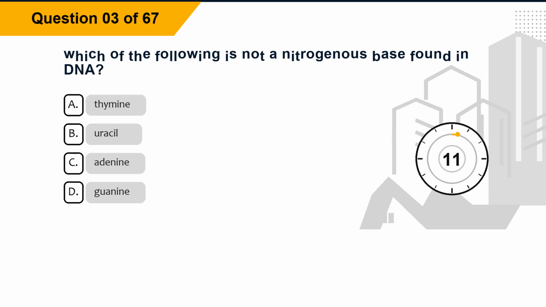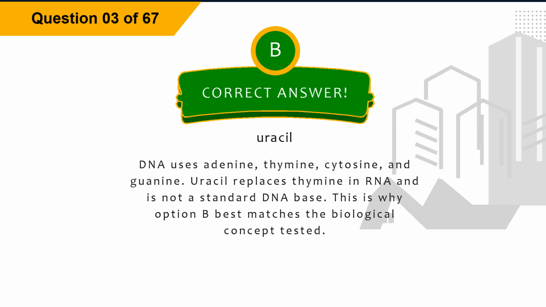Question 3. Which of the following is not a nitrogenous base found in DNA? Option A, thymine. Option B, uracil. Option C, adenine. Option D, guanine. The correct answer is option B, uracil.